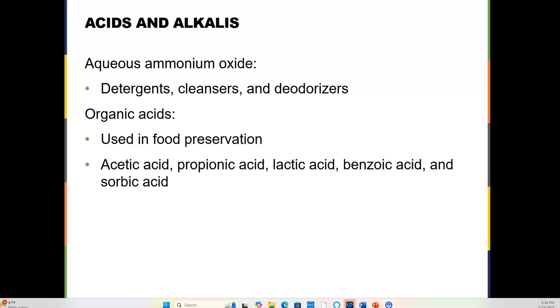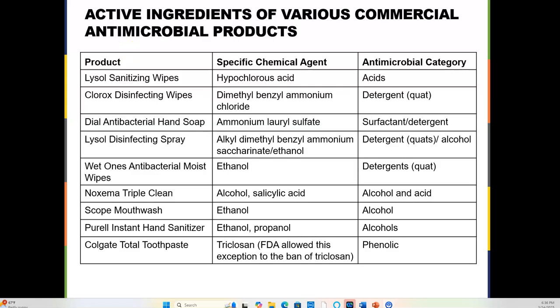Acids and alkalis: aqueous ammonium oxide, you have detergents, cleansers, and deodorizers. Organic acids are used in food preservation, like acetic acid, propionic acid, lactic acid, benzoic acid, and sorbic acid. This is a list of your normal ingredients in commercial products.